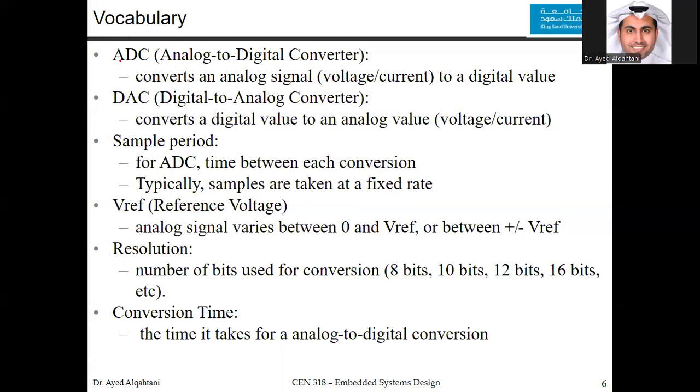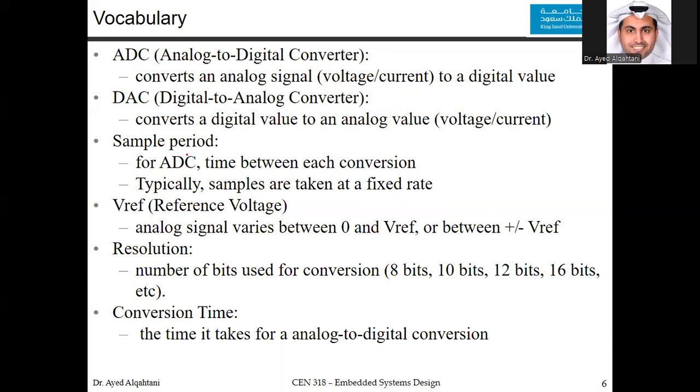So as we said, we have the analog to digital converter, ADC. It converts an analog signal, usually represented in voltage most of the time. It could also be in current. And we convert this analog signal to a digital value. A DAC, or digital to analog converter, converts a digital value to an analog value.